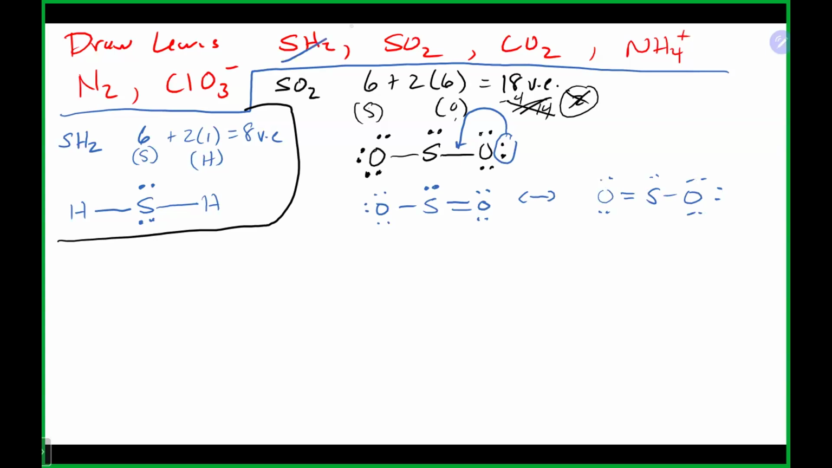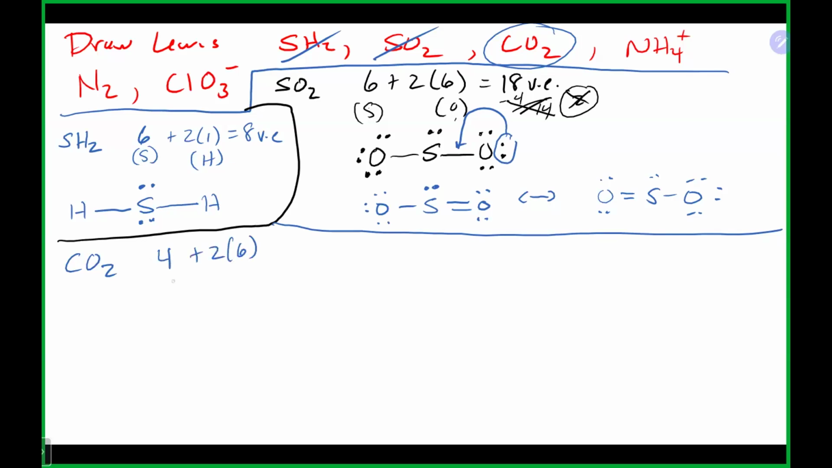Okay, so we got that down. A little CO2 action here. So let's get over there. So CO2. Again, counting up our valence electrons, carbon is 4, and there are 2 oxygens, each are 6. So carbon and oxygen, that is 16 valence electrons.